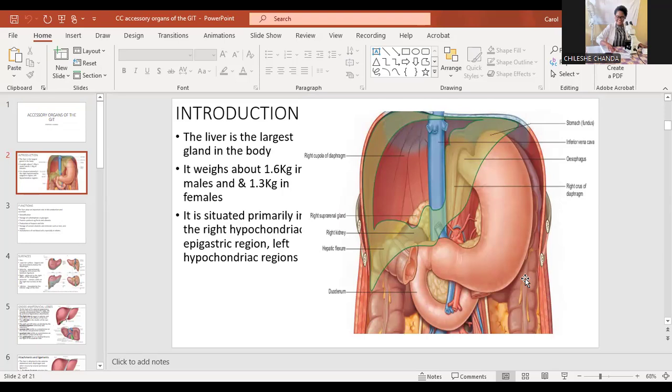It is situated primarily in the right hypochondriac region mostly, then the epigastric region, and then the left hypochondriac region. You can also find a small portion of the liver.